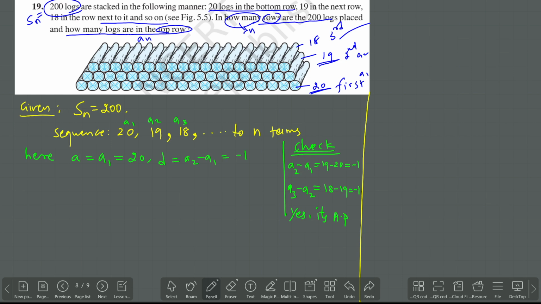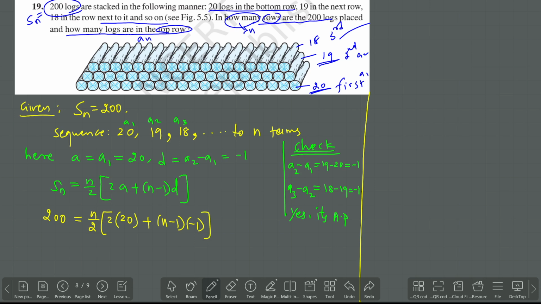Right. Now I am going to use the Sn formula: n by 2 into 2a plus n minus 1 into d. I'm going to use this. Shall we start? Sn, what is given? 200. N value we have to find. 2 times a value, we know 20, plus n minus 1 times d value, minus 1.